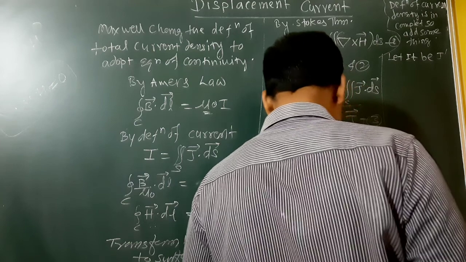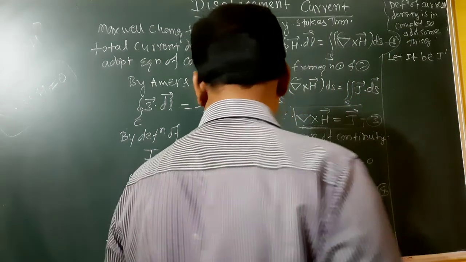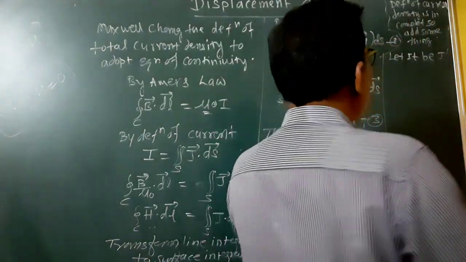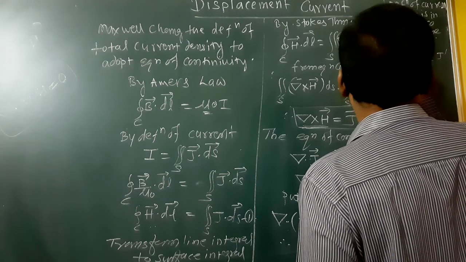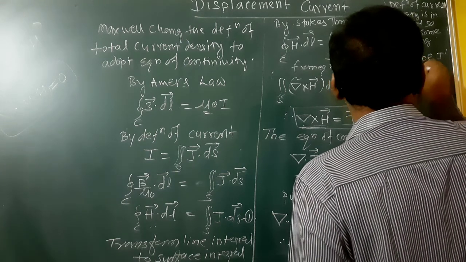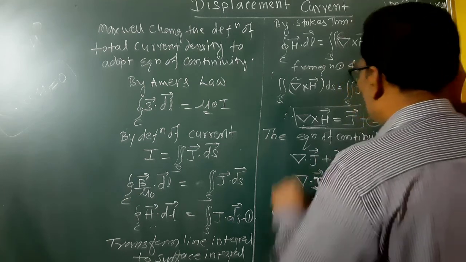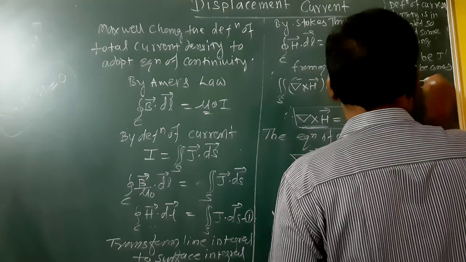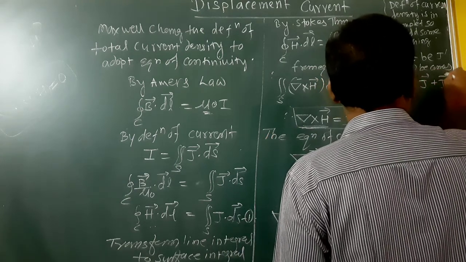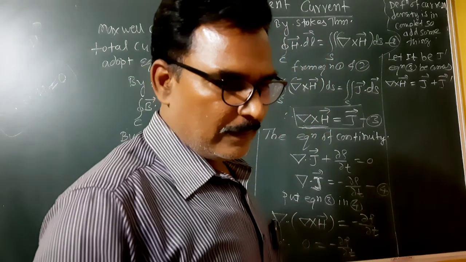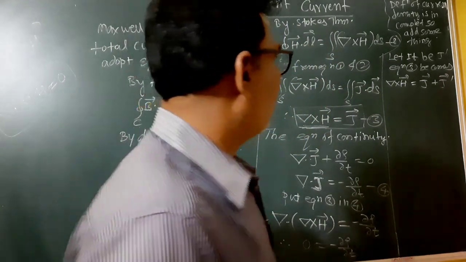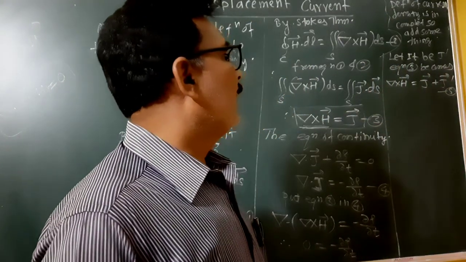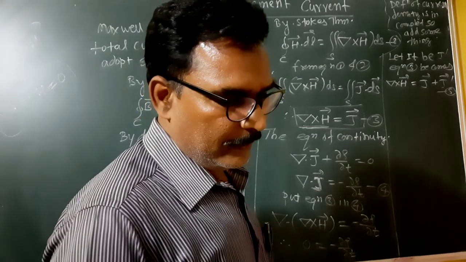Now what is the equation? Current density equation is curl of H bar is equal to J bar, that is equation number 3. Equation 3 becomes curl of H bar is equal to J bar plus J bar dash. This is equation number 5.